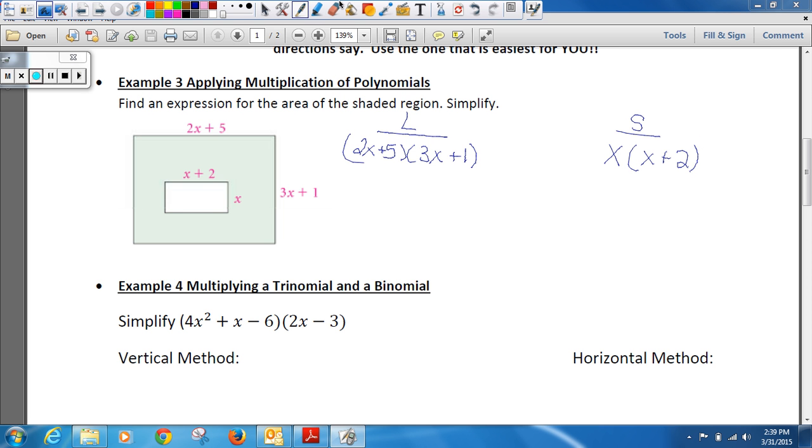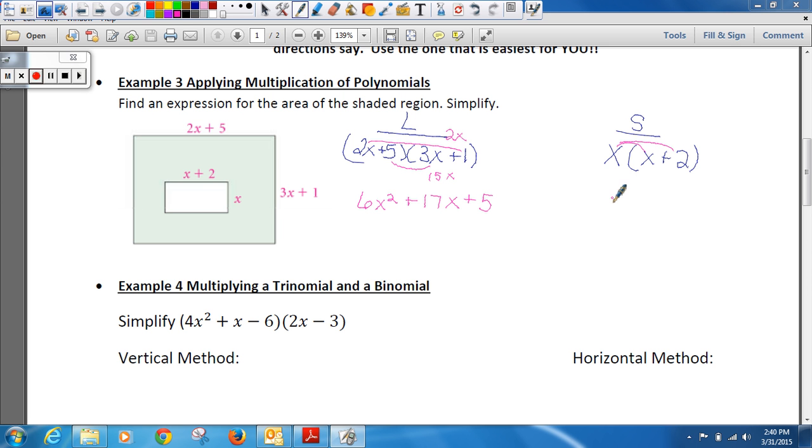So I need to go ahead and calculate those products. So first, 2x times 3x is 6x squared. The outside ones, 2x times 1 is 2x. The inside ones, 5 times 3x is 15x. That gives me 17x. And the last one's multiplied, 5 times 1 gives me 5. So there I used the FOIL method. For my small one, I'm going to use the distributive method.